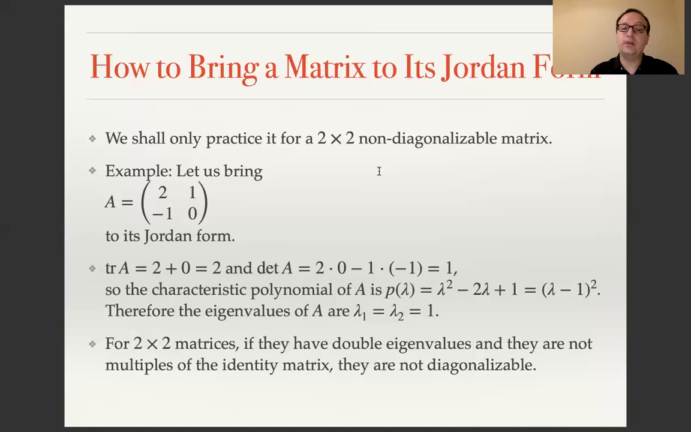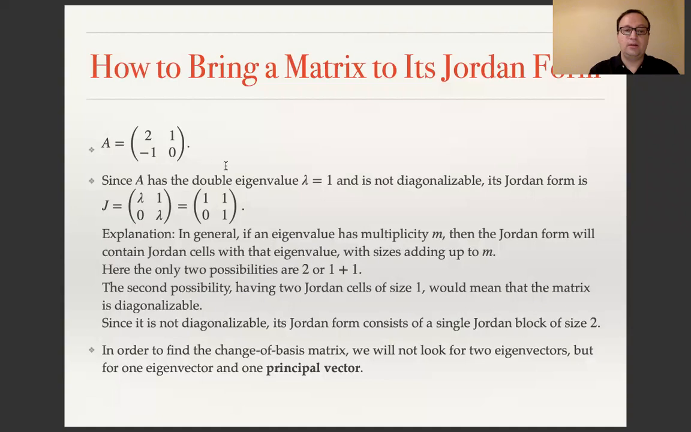And as I said before, if a 2 by 2 matrix has a double eigenvalue, and if it is not just a multiple of the identity matrix, this means it is not diagonalizable. And this is somewhat more complicated for bigger matrices. Okay, so since this has a double eigenvalue and it is not diagonalizable, this means that this Jordan form will contain a Jordan block of size 2, corresponding to this double eigenvalue.